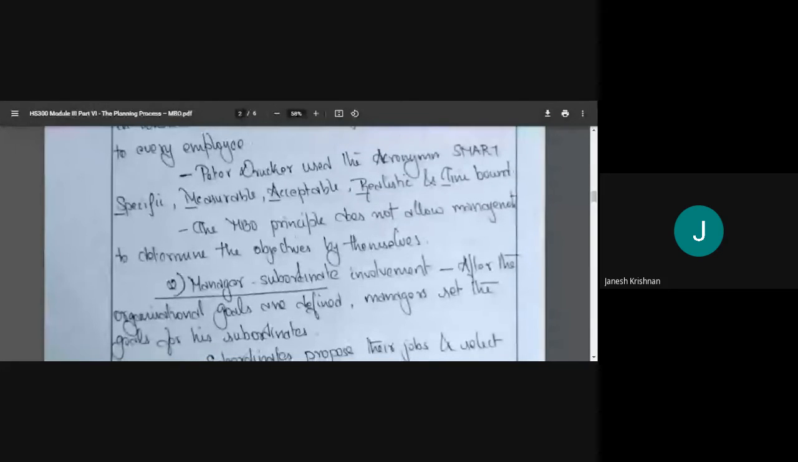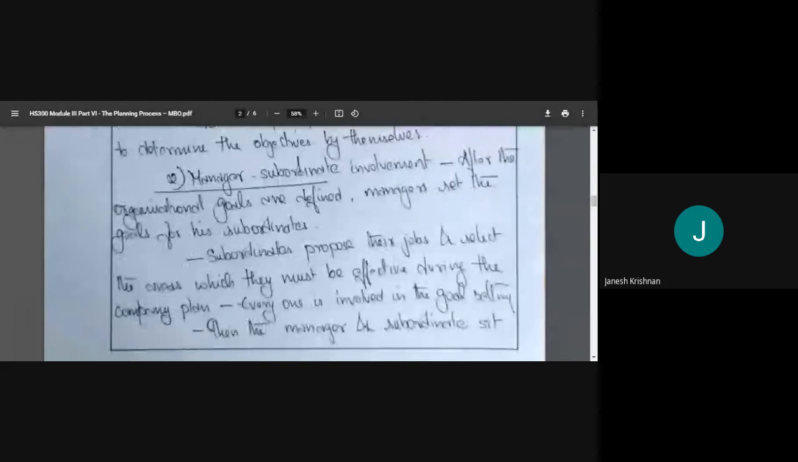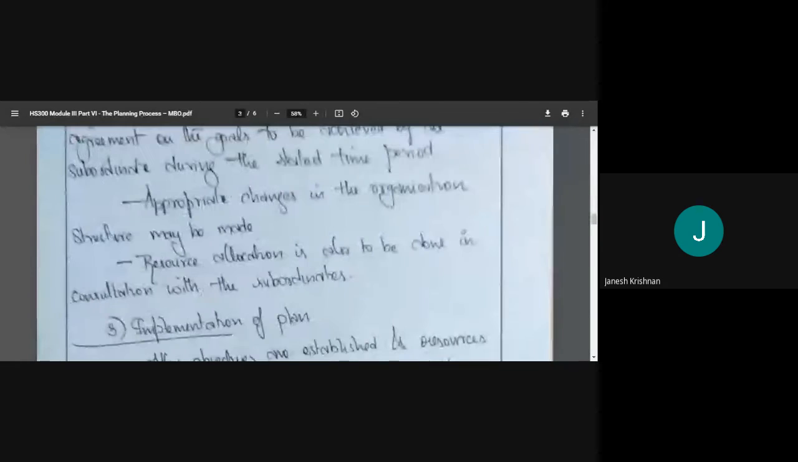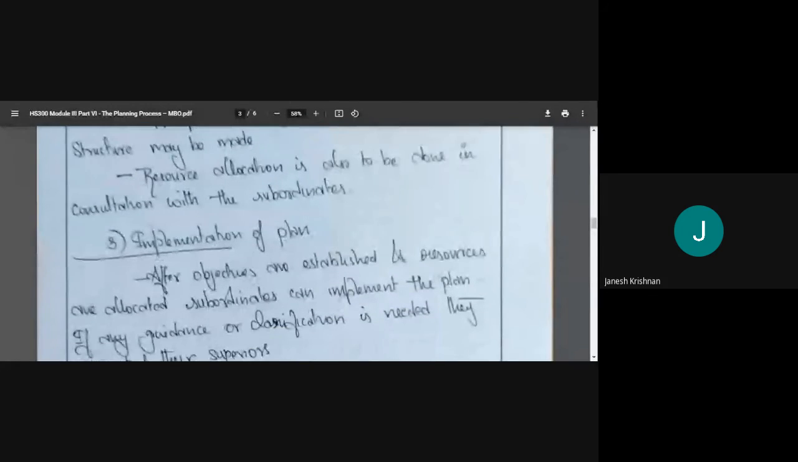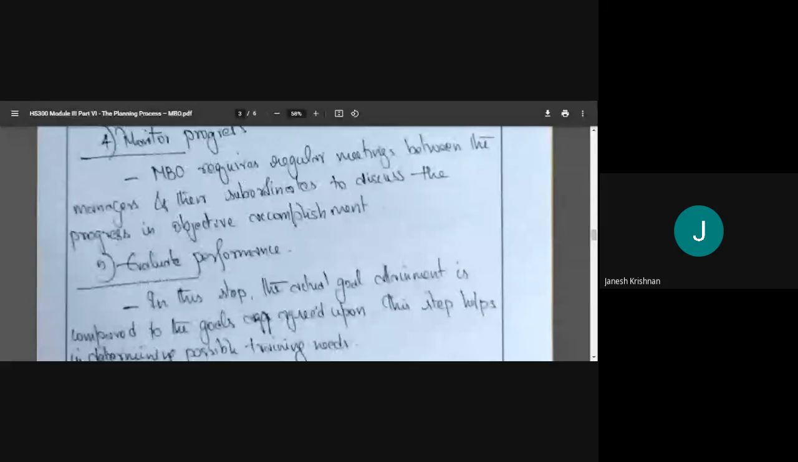Then manager and subordinate involvement is there. They will both discuss what has to be done, and together they will set the plan, and resource allocation will also be done there. Then the step is to implement the plan. Then you need to monitor the progress, evaluate the performance, then provide feedback.